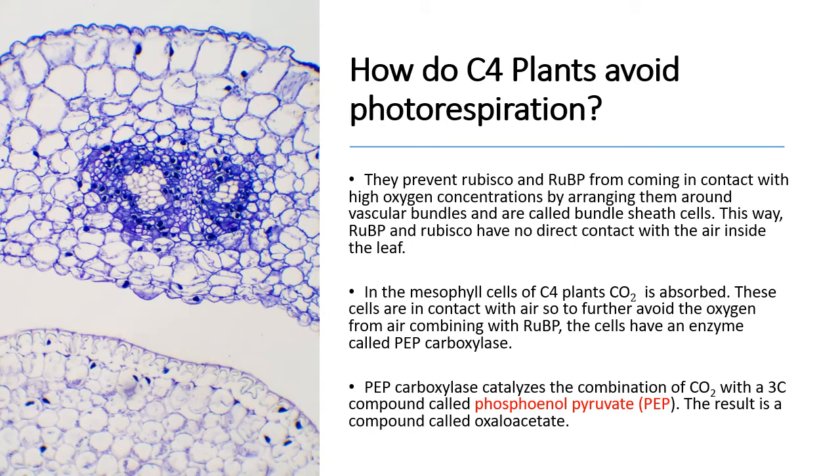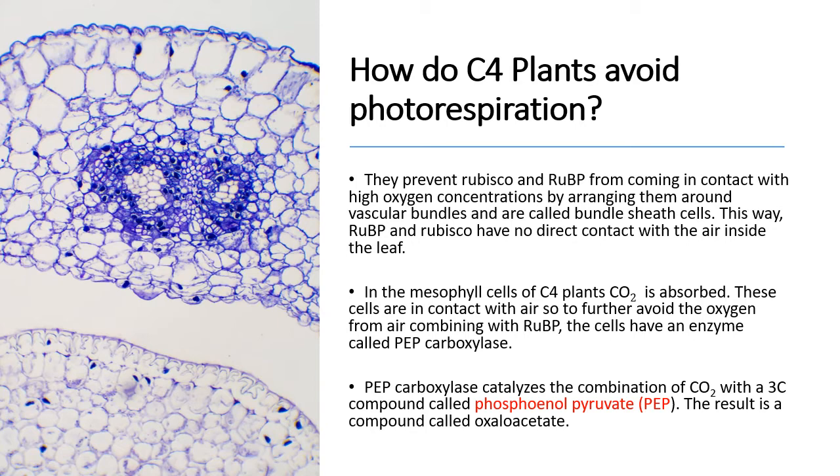What then happens is that the C4 plants would then absorb CO2. When they absorb CO2, instead of the direct light-independent reaction or the direct Calvin cycle reaction where CO2 simply combines directly with RuBP, they will take that CO2 and they will combine it with a compound called phosphoenol pyruvate, also referred to as PEP. They combine that 3-carbon compound with CO2, and that makes a 4-carbon compound called oxaloacetate. If you remember your respiration well, you will remember that we came in contact with oxaloacetate. It's a 4-carbon compound.